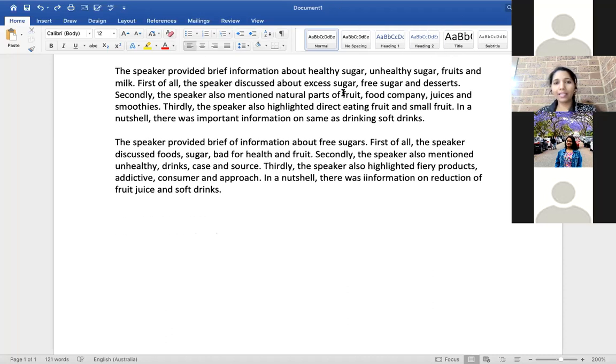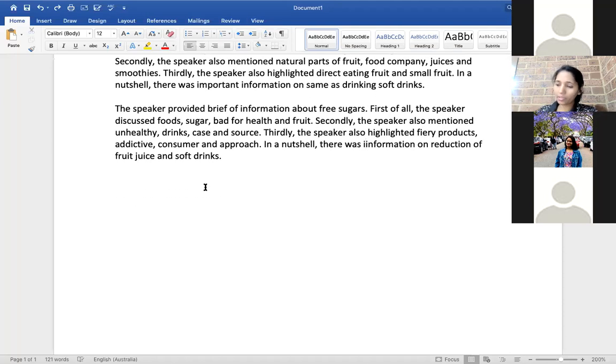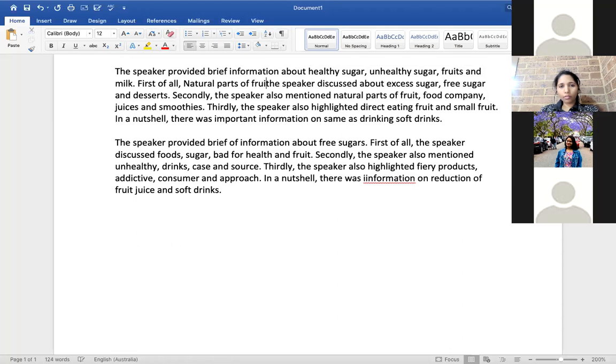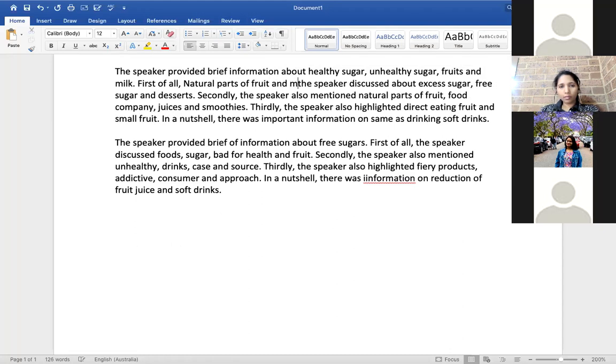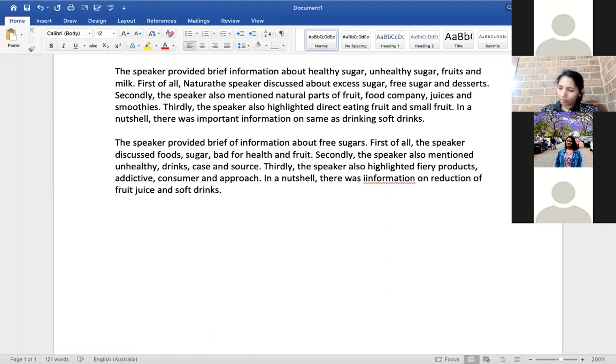So your keywords are important. Suppose I've written a sentence like this: natural parts of fruit and milk. So I'll write, first of all, natural parts of fruit and milk, or sugar is found as natural parts of fruit and milk. Then secondly, I'll just put, many people drink juices and this is a healthy approach.